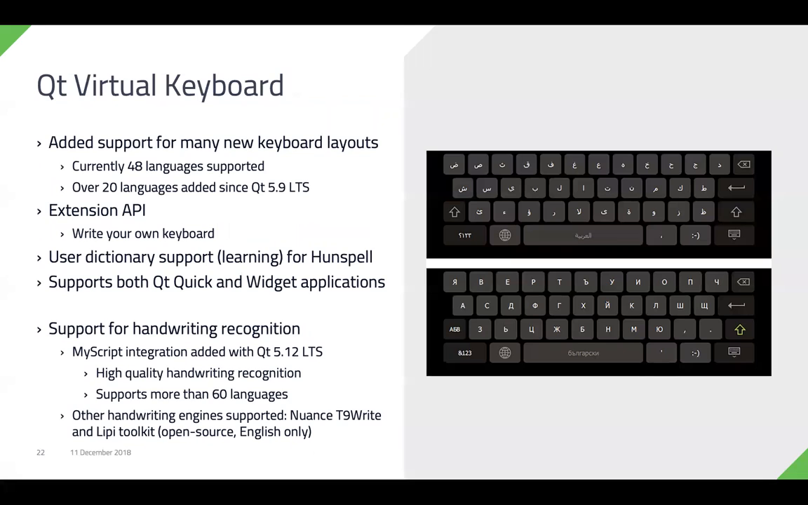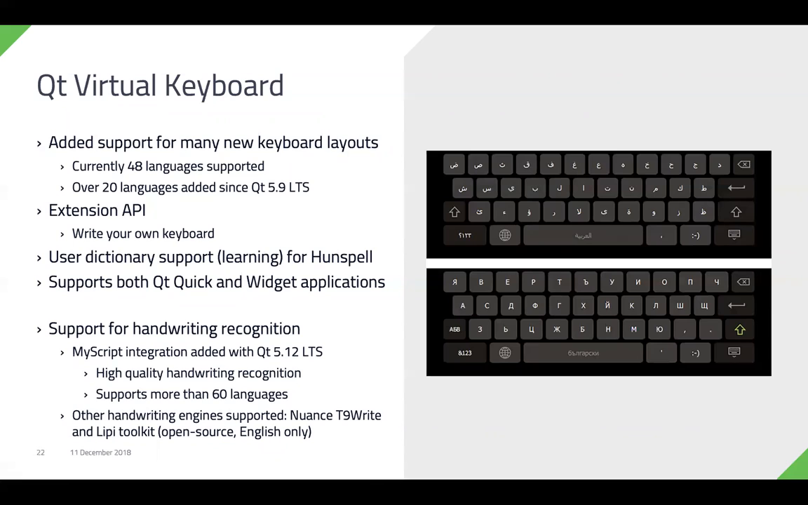We've done a lot of work to improve our Qt Virtual Keyboard. Currently, we're supporting 48 languages, and since Qt 5.9, we've added over 20 new languages to it. Since Qt 5.12, we also have a public extension API that allows you to write your own keyboard on top of the virtual keyboard and create your own keyboard layout for your own use cases. We now have dictionary support for learning using Hunspell. And of course, the virtual keyboard runs on your embedded device. It supports both Qt Quick and widget-based applications.